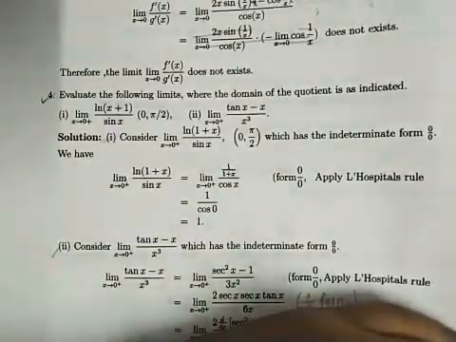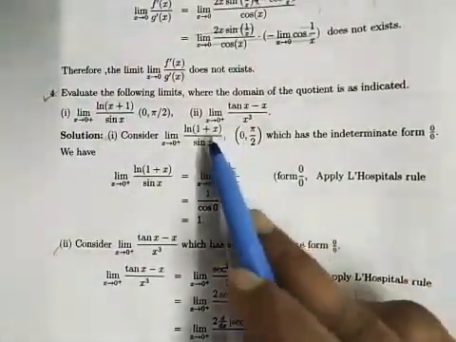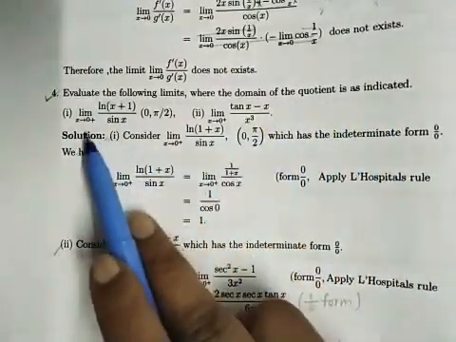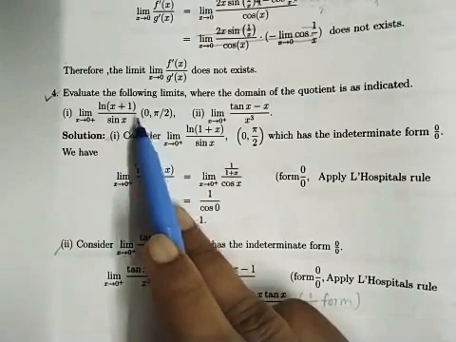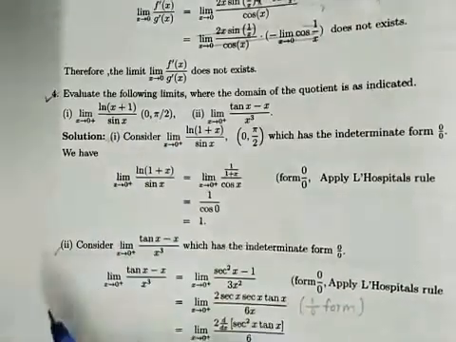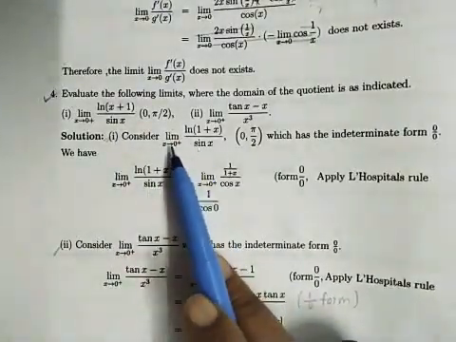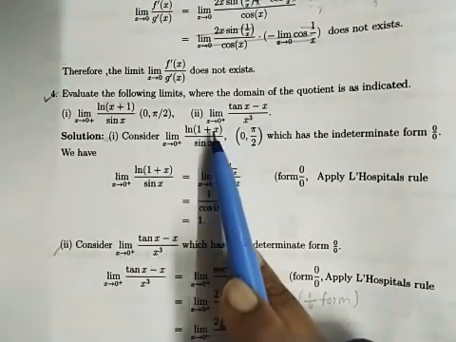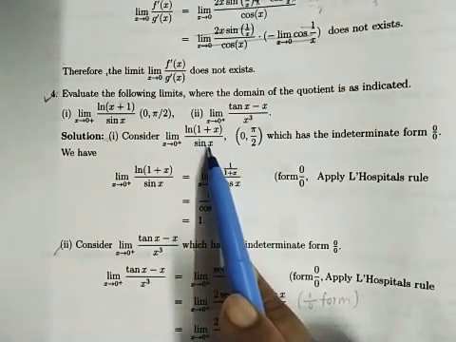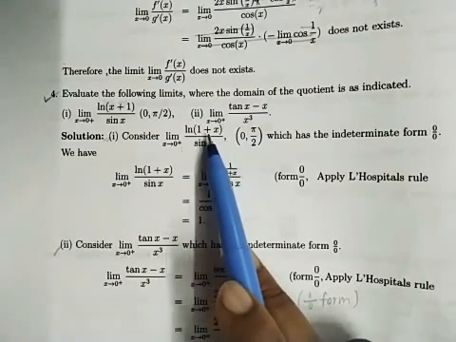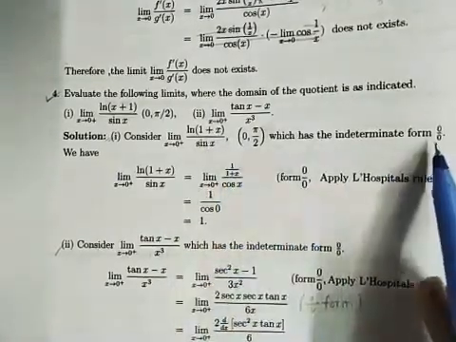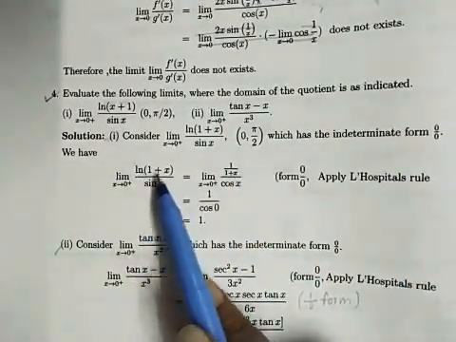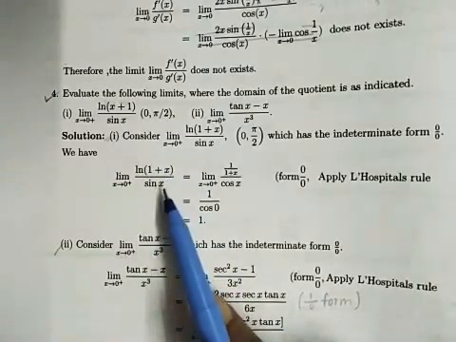Next example, evaluate the following limits where the domain of the quotient is as indicated. Limit x tends to 0 plus log of x plus 1 upon sin x, domain is 0 to pi by 2. So consider this limit, log(1 plus x) upon sin x. If we apply x tends to 0, what we get? Log 1 upon sin 0. So log 1 is 0, so we get 0 upon 0 form. So we use L'Hospital rule. So we take the derivative of both numerator and denominator.